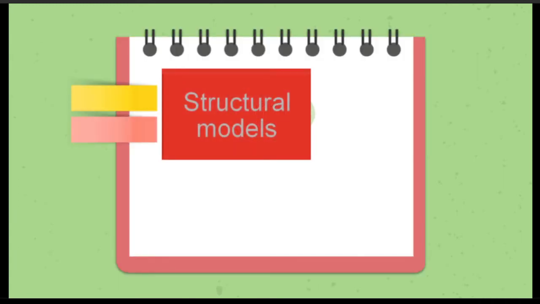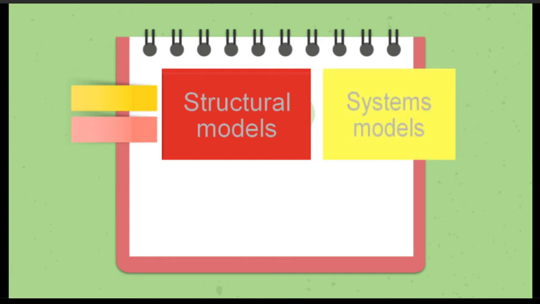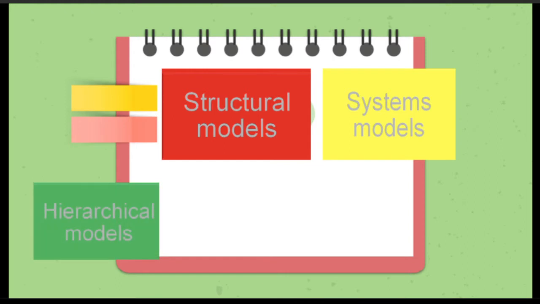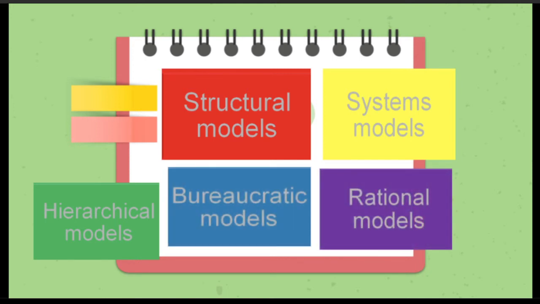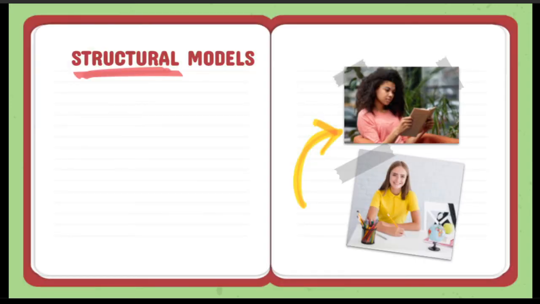Thus, let's talk about some of the structural models. What are these? We also have the system models. We also have another type of model, which is the hierarchical models. And we also have the bureaucratic models and rational model. Let's talk about structural models.